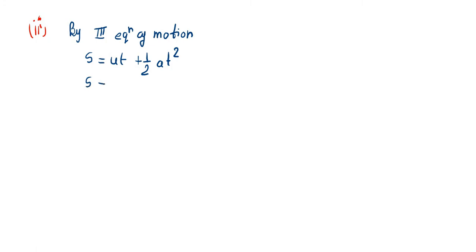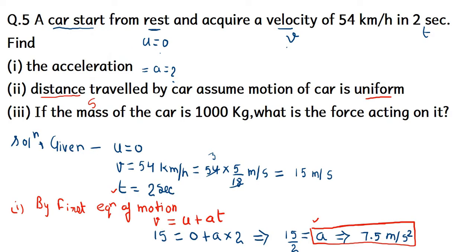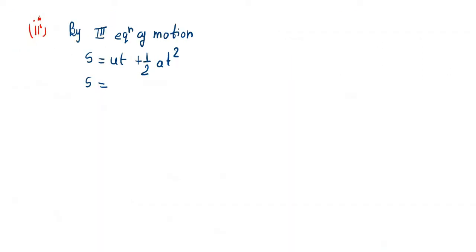We will have two equations. Either we can use v square minus u square is equal to 2as, or we can use s is equal to ut plus half at square. Depending on what is given to us, we can use the equation of motion. We will have u, v, t and acceleration as well. So we can use this equation.